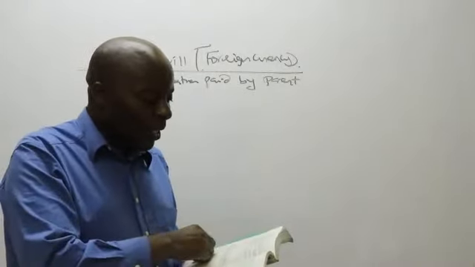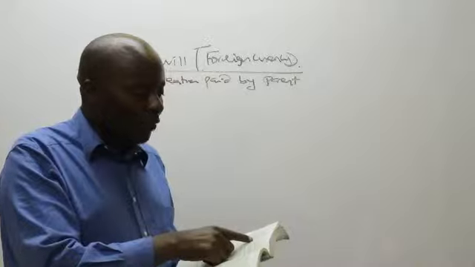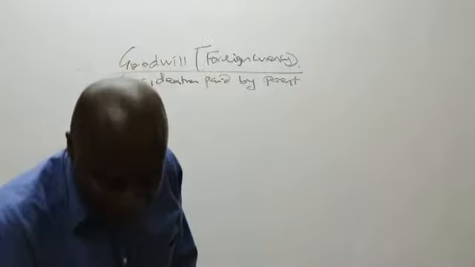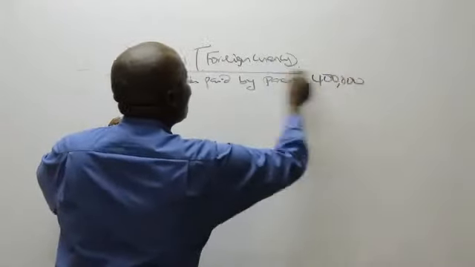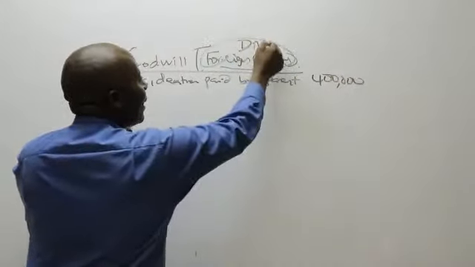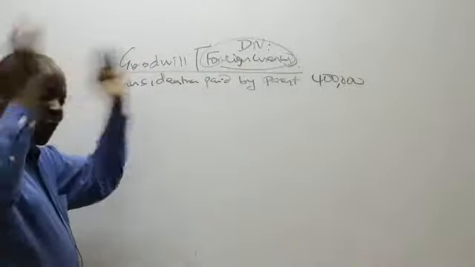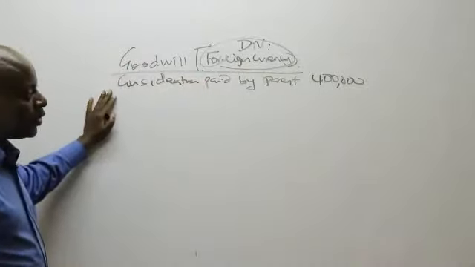So from note number 1, it is 400,000 DN. Thank you very much. Please remember that this is goodwill in form of DN, in form of foreign currency.